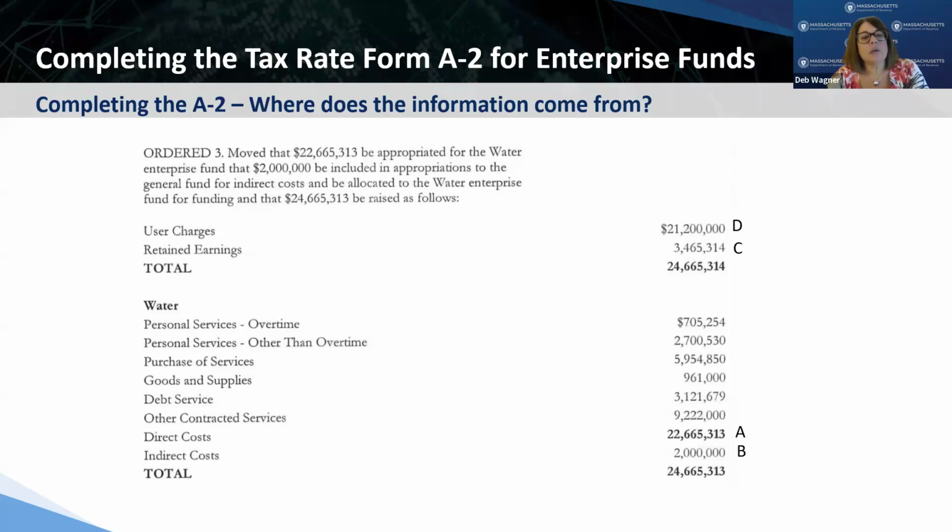But they're saying they're going to appropriate $3,465,314 from retained earnings of the enterprise fund, and that the budget is going to be a total of direct costs for the enterprise fund of $22,665,313, and they list all of the line items there, and they show the indirect costs, and you see that the enterprise fund balances, it's $24,665,313 of total costs.